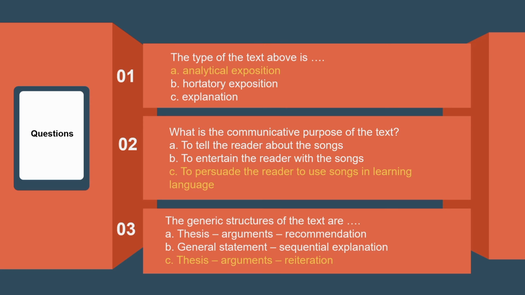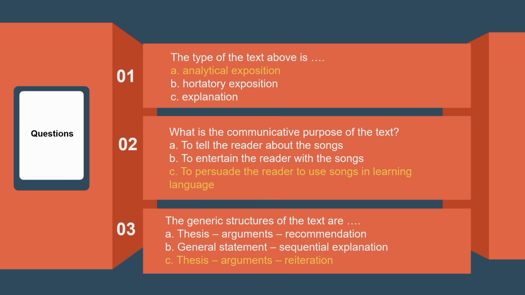Now move to the questions. There are three questions from the text. Number one is the type of the text above is. We can see that the text is analytical exposition because the text shows the writer's idea about learning English through song and music. So the answer is A.